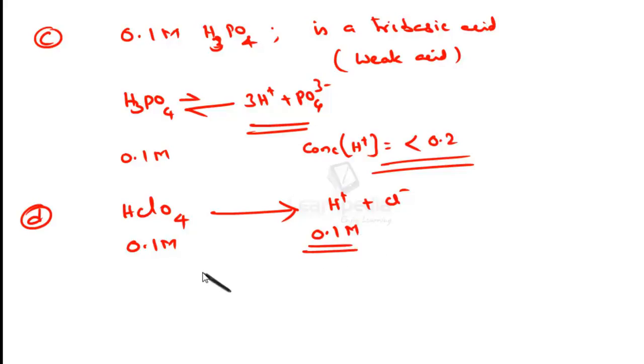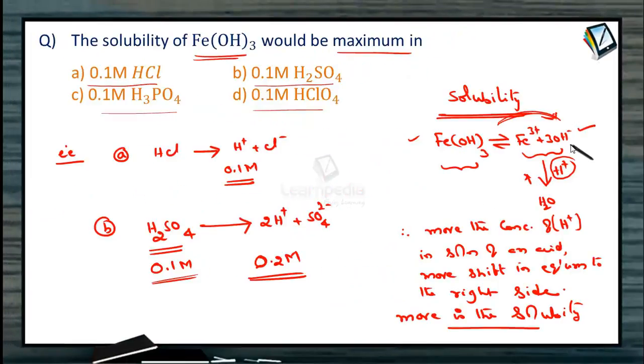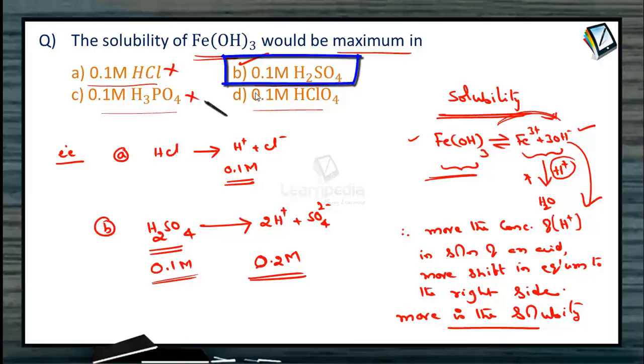So thus, if we compare the H+ concentration from HCl, H2SO4, H3PO4 and HClO4, we find it is 0.1 molar sulfuric acid that undergoes complete ionization to give the H+ concentration of 0.2 molar. Since the H+ concentration is more, it shifts the equilibrium in this system considerably to the right hand side, and thereby more and more ferric hydroxide will dissolve. Thus, the answer is B, but not A, C and D. So, the question is based on solubility involving equilibrium systems.